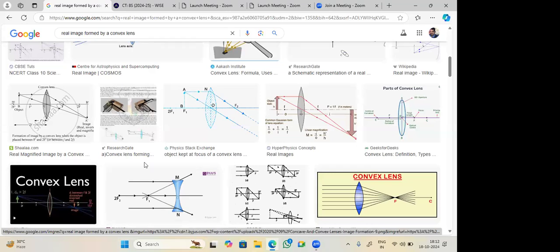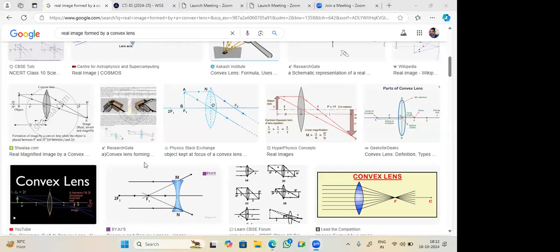Yes, the image formed by a plane mirror always appears behind the mirror. All right.